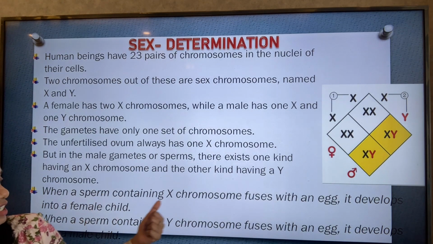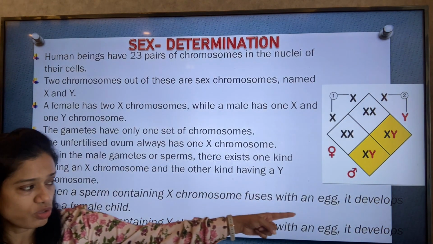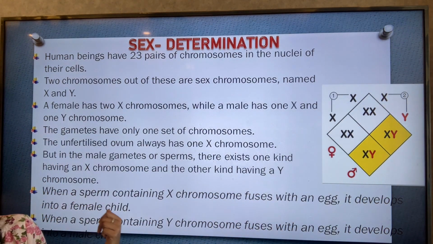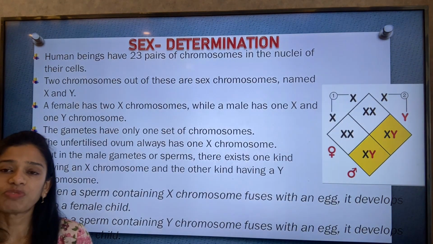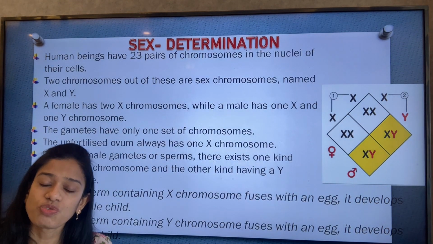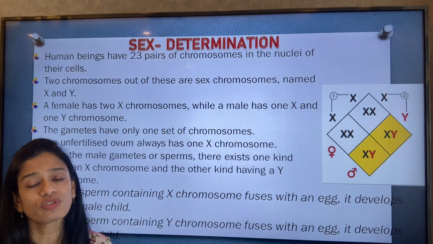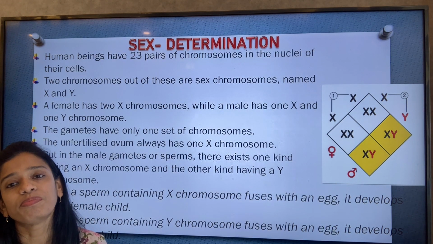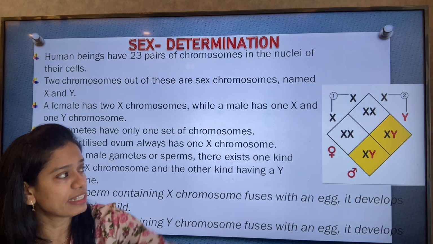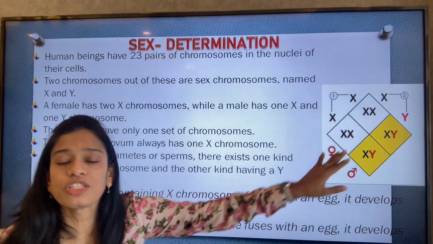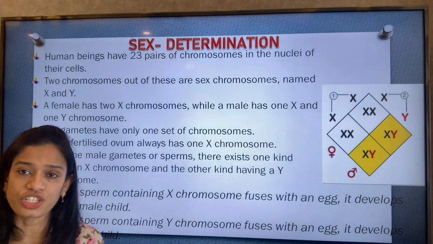When a sperm containing an X chromosome fuses with an egg, it develops into a female child. I told you the egg always has an X chromosome, so when it fuses with a sperm having an X chromosome, it becomes XX, and this is always a girl child.